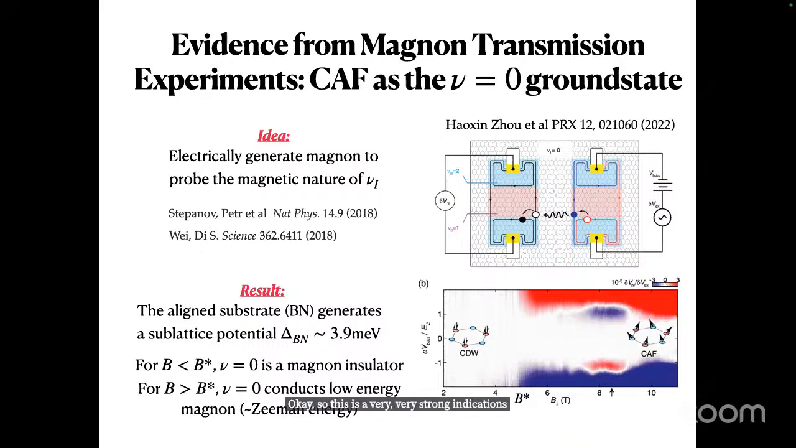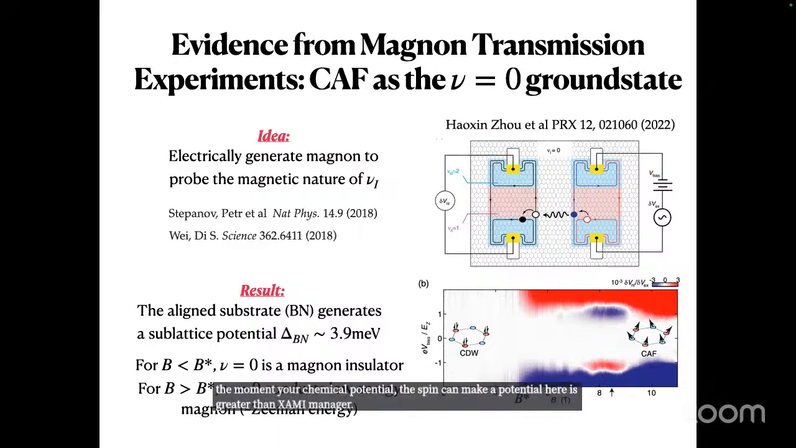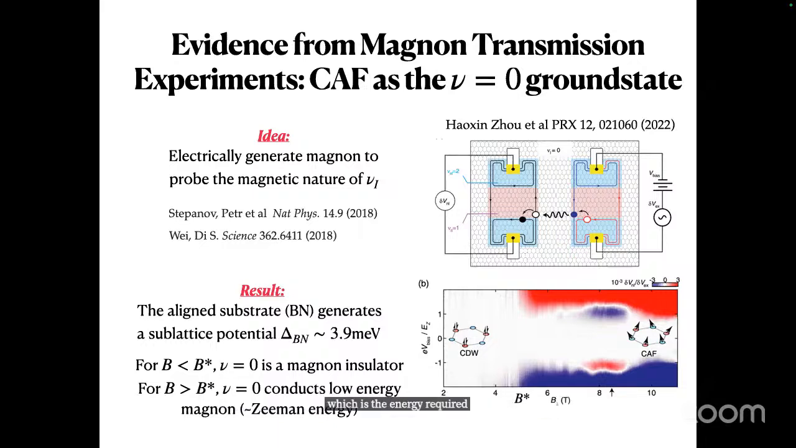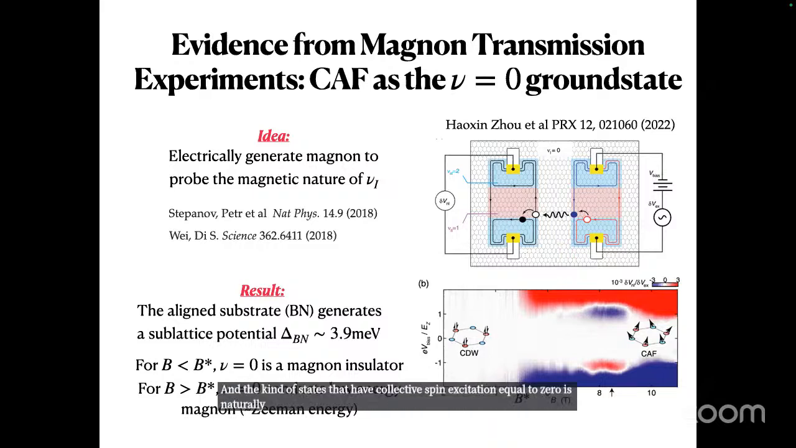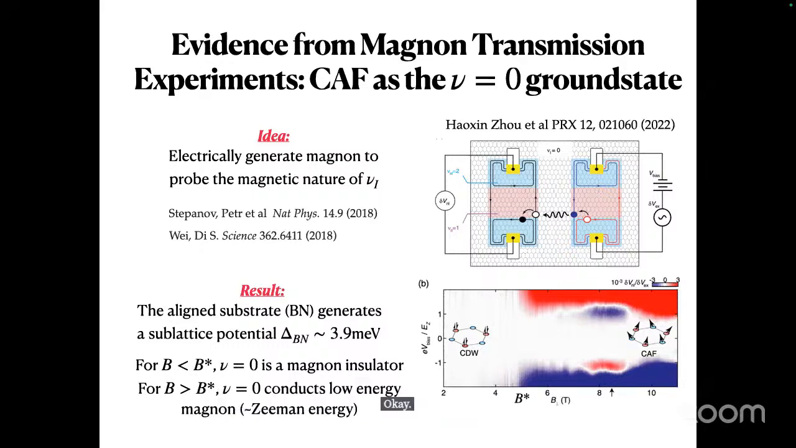The moment your spin chemical potential here is greater than the Zeeman energy, which is the energy required to create a magnon in the bulk, you see some signal. So this is a hint that you must be launching some sort of collective spin excitations in nu equal to 0. And the kind of state that has collective spin excitations at nu equal to 0 is naturally a canted antiferromagnet. Okay, so this is good.